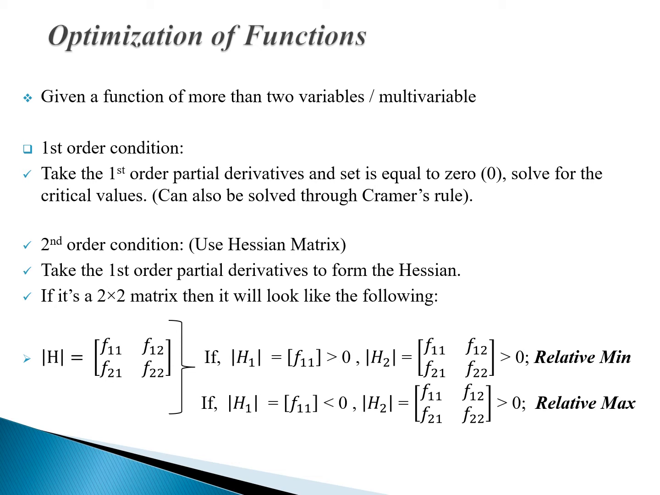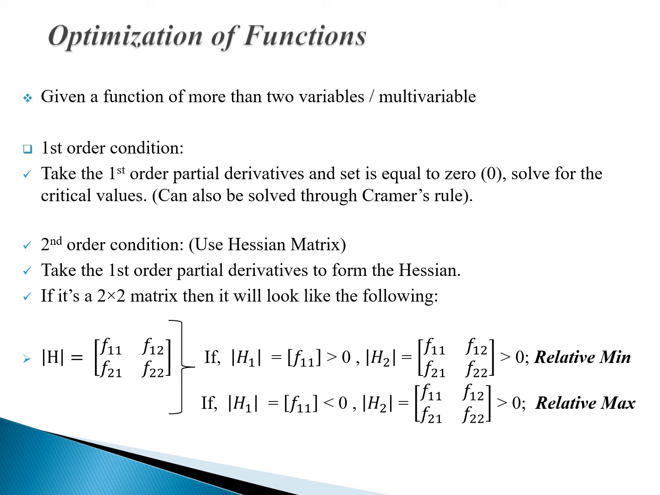Now let's look at the second order condition. It is actually asking us to use a Hessian matrix. That means here we can clearly see the difference between optimization with one choice variable, two choice variables, and multivariable. In each case under the second order condition, we find a new procedure to identify whether the function is at its relative maximum or minimum.